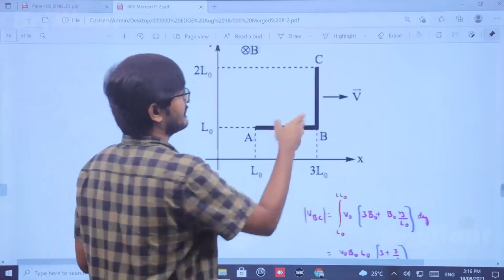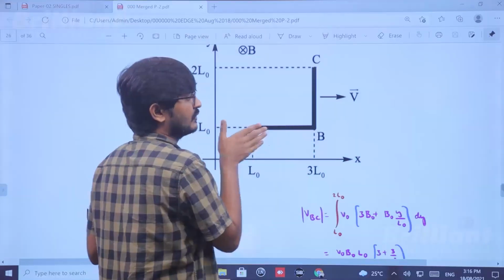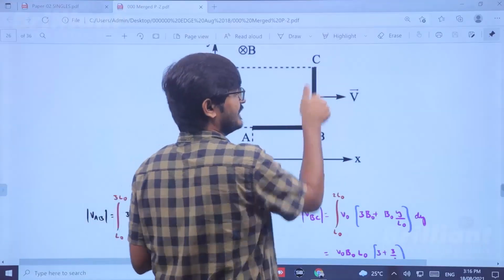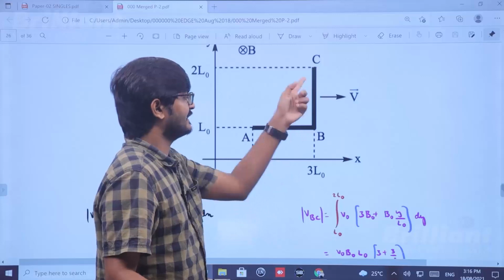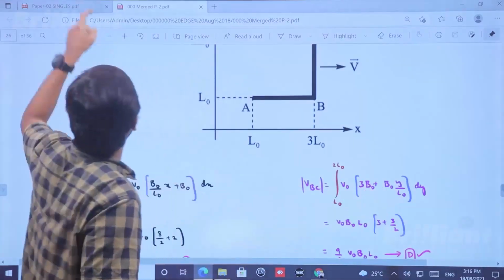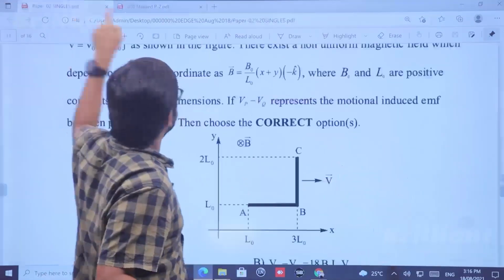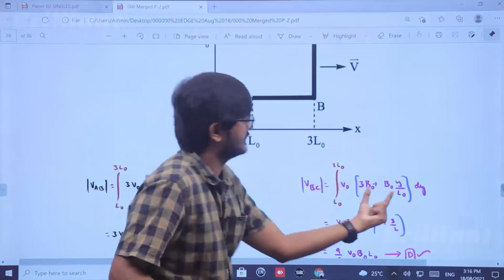Now similarly do the same thing for this one. Due to motion along the x axis there will be induced EMF. So V bar cross B bar dot dl bar, right? And for this entire thing the x coordinate is how much? 3 L naught. So what will the magnetic field be? This much. Why? Because I substitute x equal to 3 L naught.